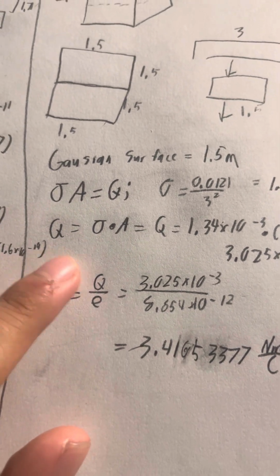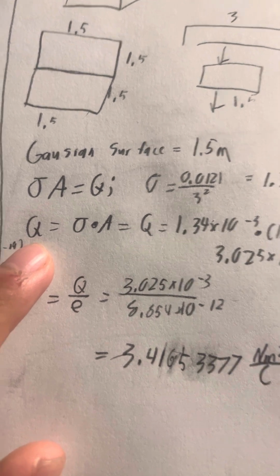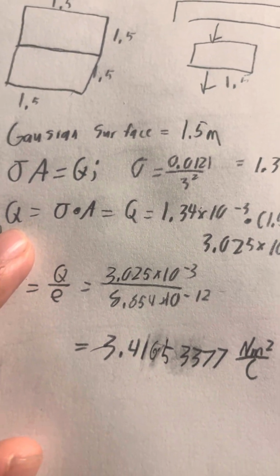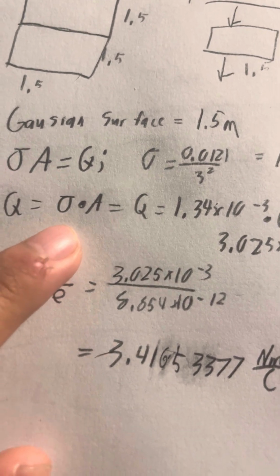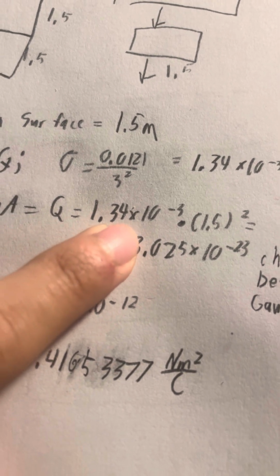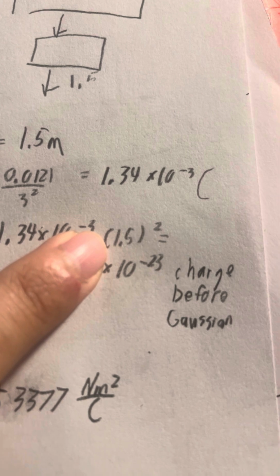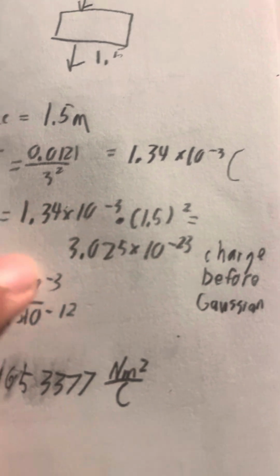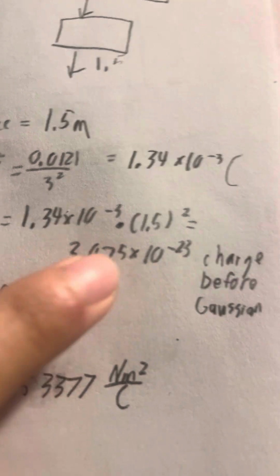Then in order to find the charge that goes through the Gaussian surface, we have charge is equal to charge per unit area multiplied by the area, which would be 1.34 times 10 to the negative 5 multiplied by the dimensions of the smaller Gaussian surface, which is 1.5 squared, and that gives you 3.025 times 10 to the negative 23rd C.